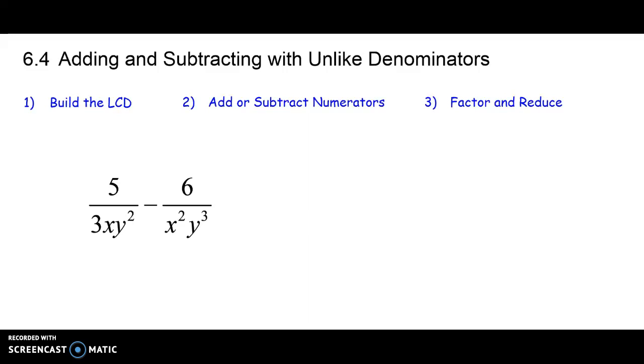Here in section 6.4, we do adding and subtracting with the more complicated situation where the denominators don't start out already matching. Now, the rules, the steps, are actually very simple for this. First, build the lowest common denominator. Then, do adding and subtracting normally, because your denominators would match at that point. And then factor and reduce the answer you have at the end.